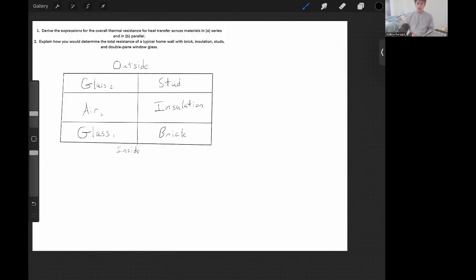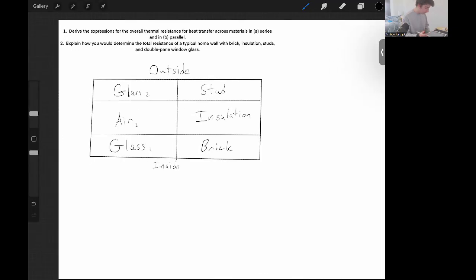Hello everyone. In this video, we're going to explain the total resistance of a typical home wall with brick, insulation, studs, and a double pane window glass. So I've already made a sketch of what our system looks like, and immediately what's obvious is that we have two series in parallel. We have our series with the double pane glass, glass one, glass two, in the air, and we have our right side, which is the stud, the insulation, and the brick.